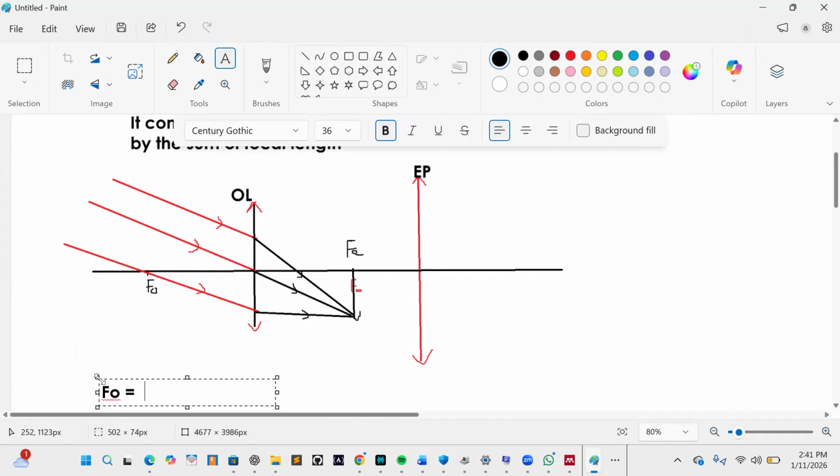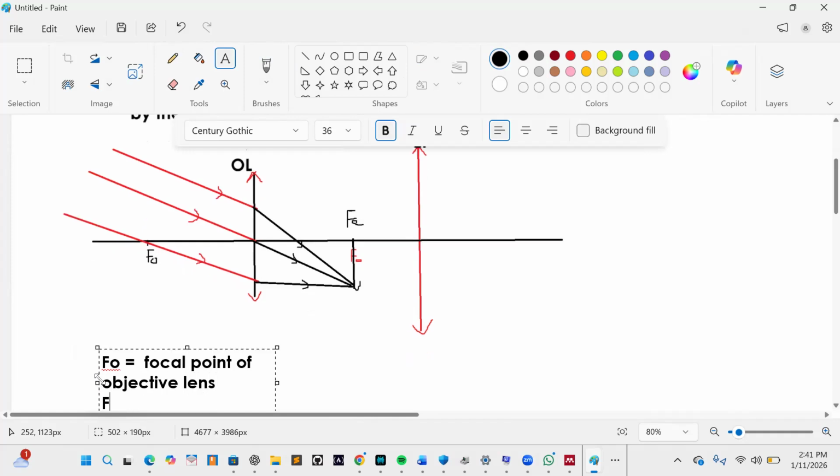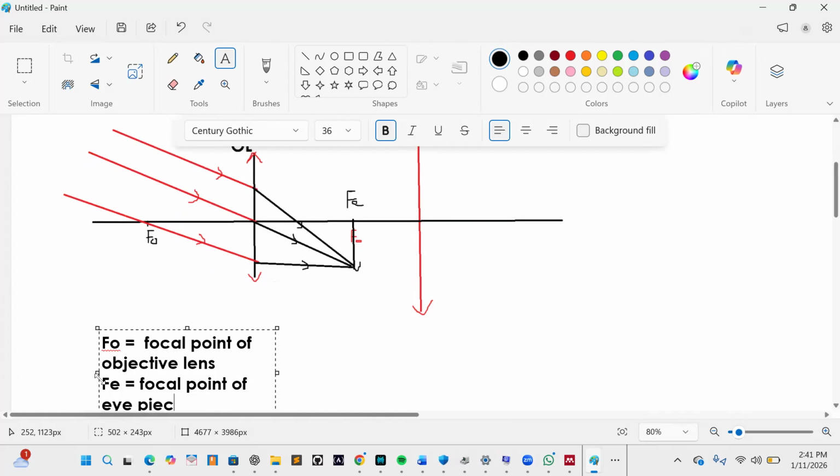FO equals the focal length, or focal point, which is much better, of the objective lens. While the FE is equal to the focal length, focal point, of the eyepiece.